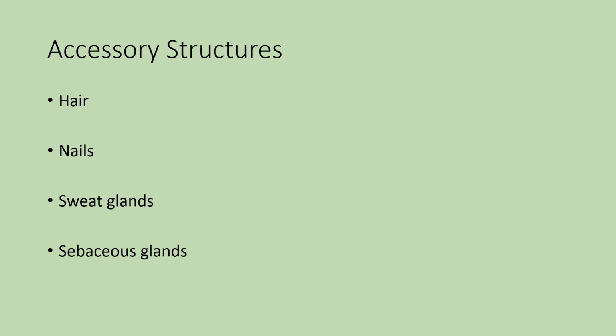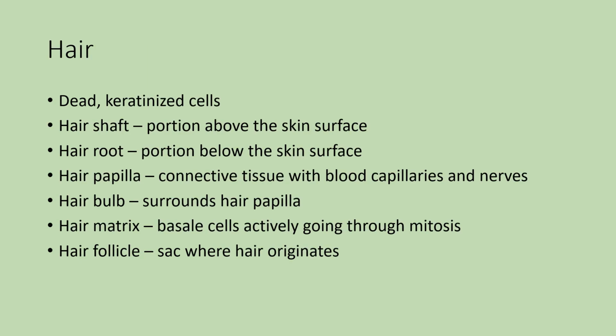Now, the accessory structures associated with the integumentary system are the hair, the nails, the sweat glands, and the sebaceous glands. The hair. Basically, these are dead cells too. So not only is your skin dead that you see, but the hair that you see is dead. So sorry, most of what you're seeing is dead.